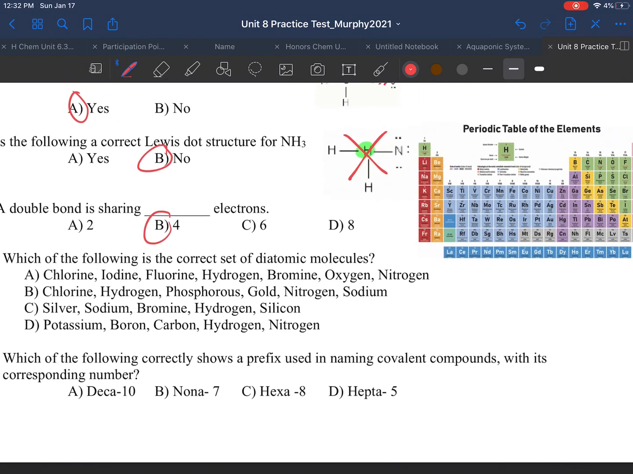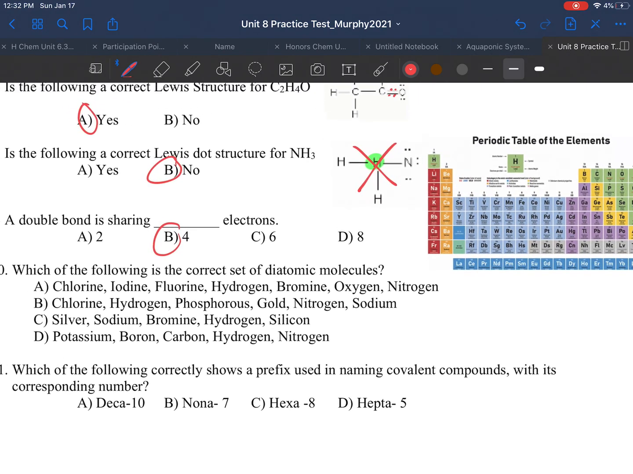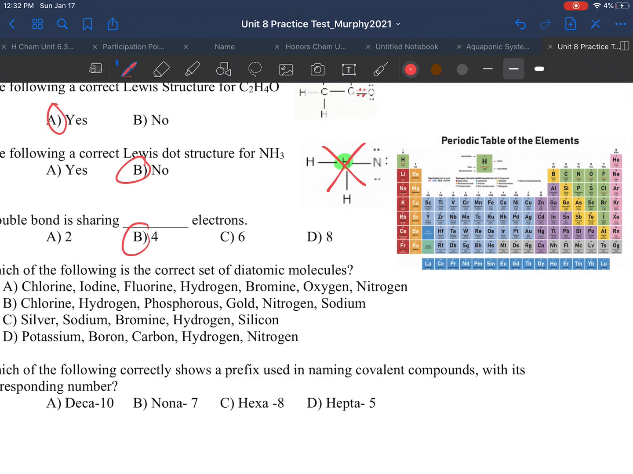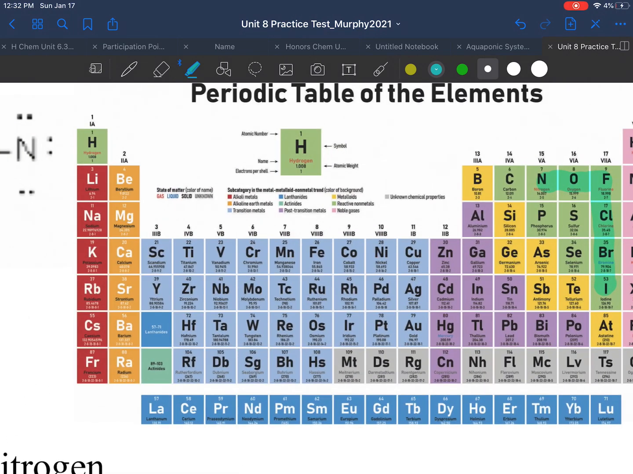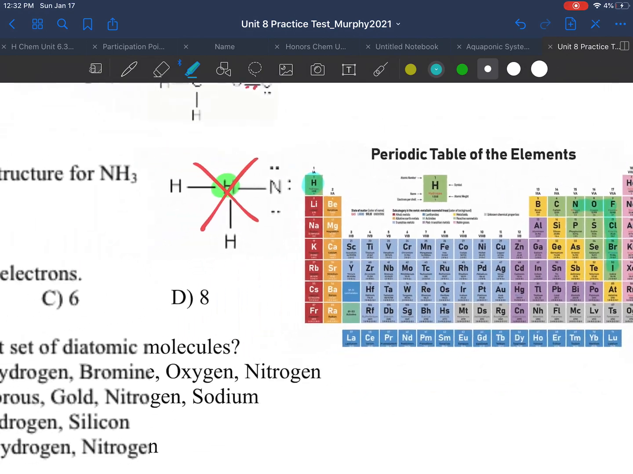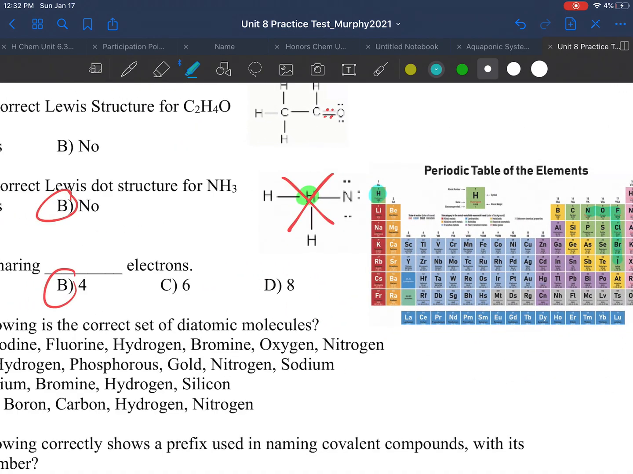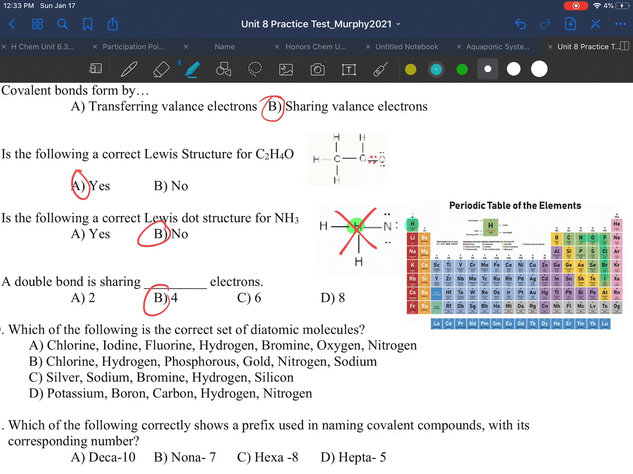Which of the following is the correct set of diatomic molecules? Here we have to recall that there are 7 diatomic molecules that make a 7, starting with atomic number 7. There are kind of a lot of rules here that help you remember, but we can't forget that hydrogen is included as well. So if we check the list, the one that has those 7 is going to be answer A.